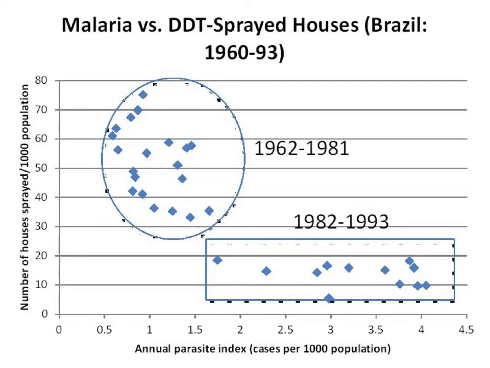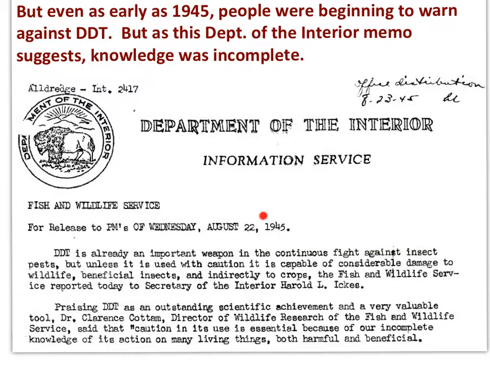In Brazil, during a time when DDT was being sprayed in households, cases of malaria were less than after DDT stopped being sprayed in those households. Once DDT spraying stopped, malarial cases increased. But even as early as 1945, people were beginning to warn against DDT, capable of considerable damage to wildlife, to beneficial insects, and indirectly to crops. But, as this Department of the Interior memo suggests, knowledge was incomplete of the full effects of DDT.